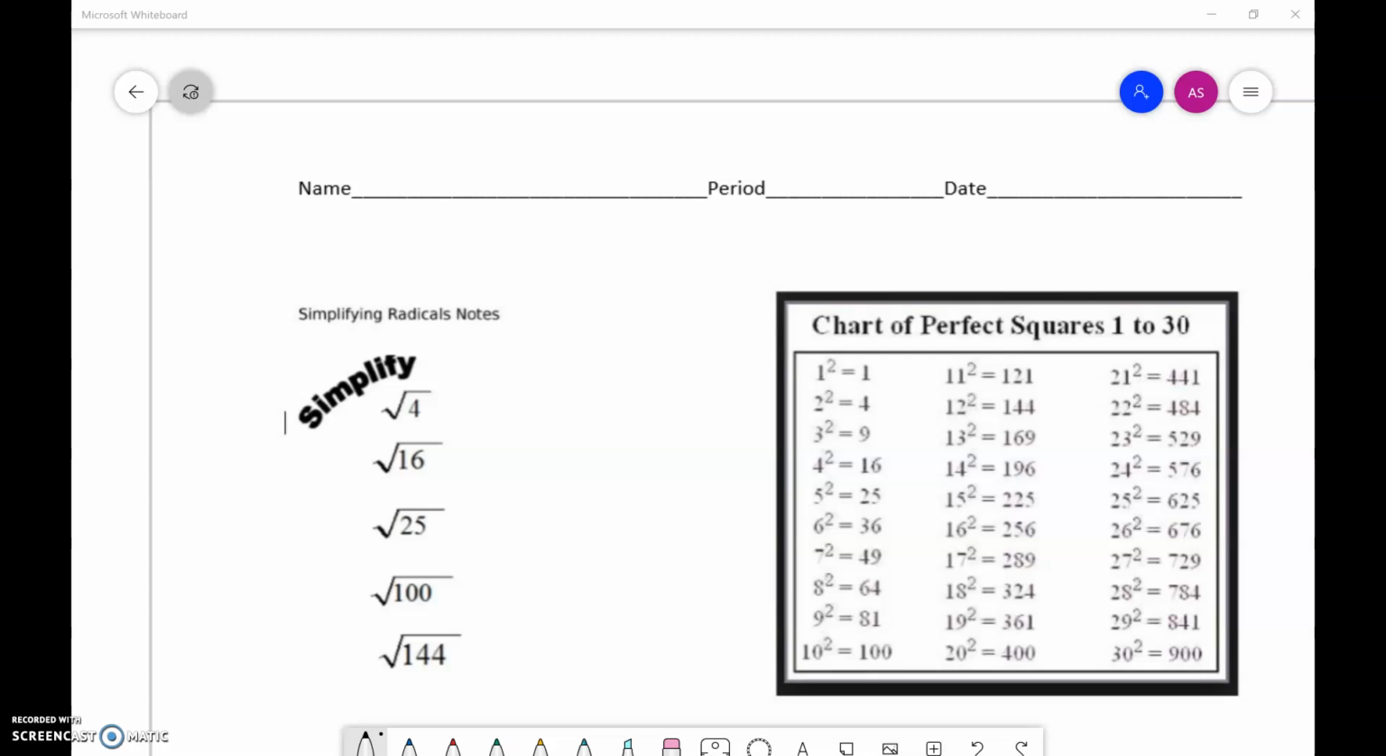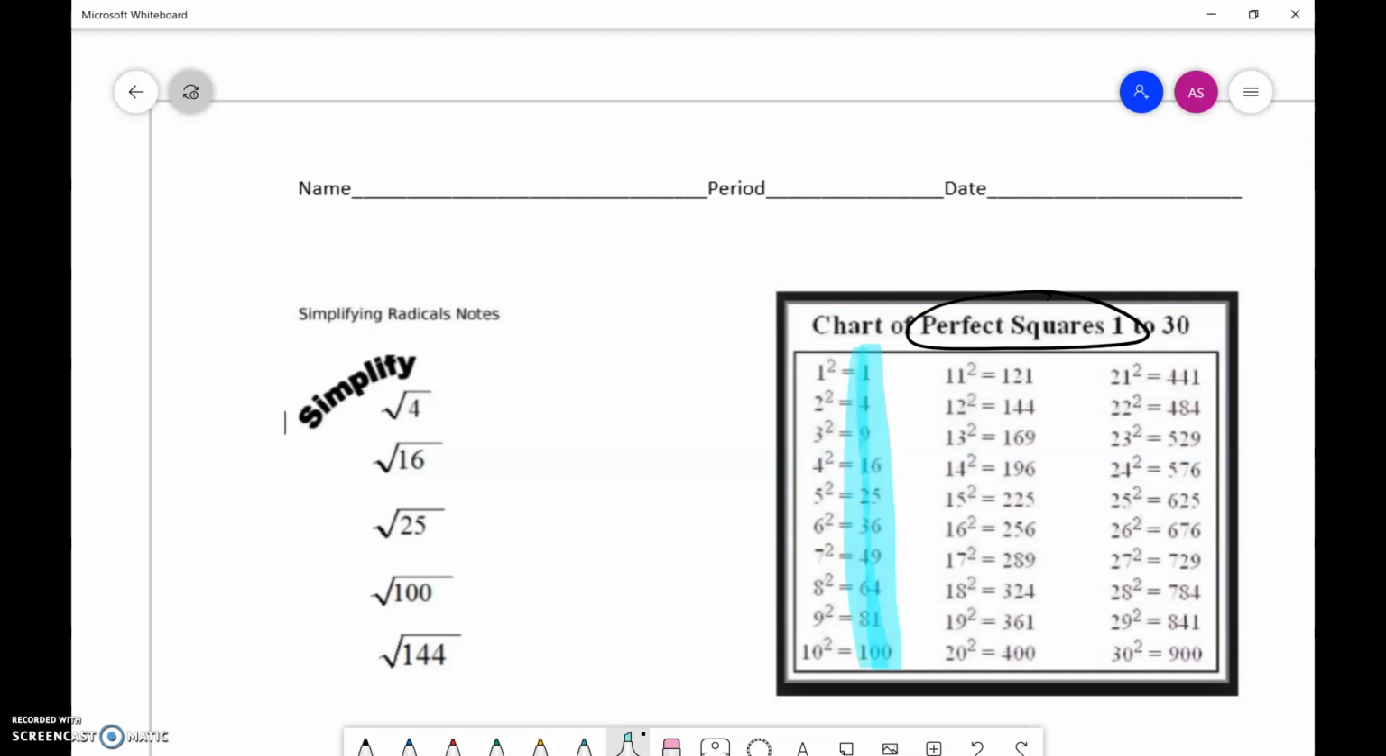Hey guys, so today we're going to be looking at simplifying radicals, and you probably have seen square roots before in middle school. You should be familiar with the term perfect square. I want to start off by going over a few of the perfect squares.